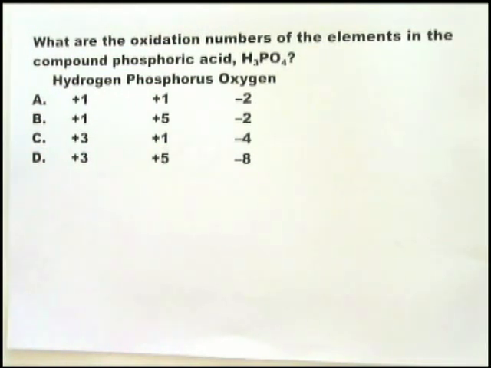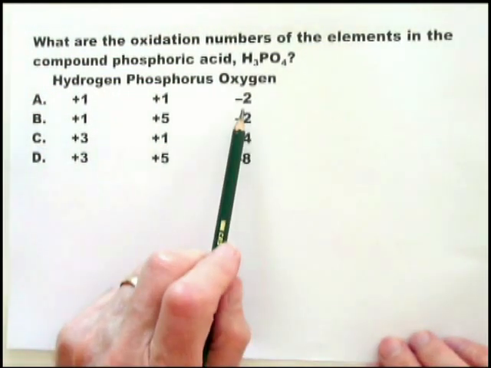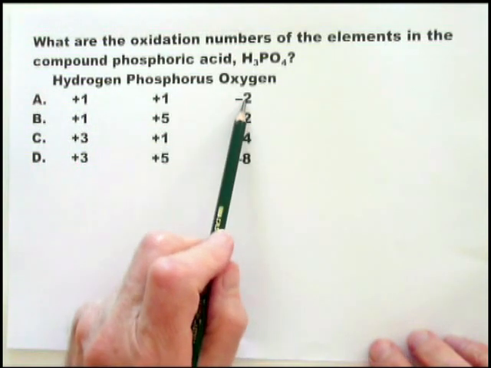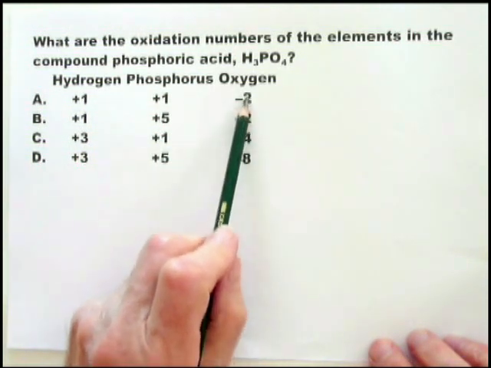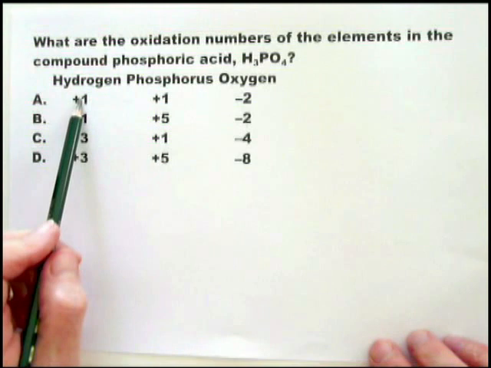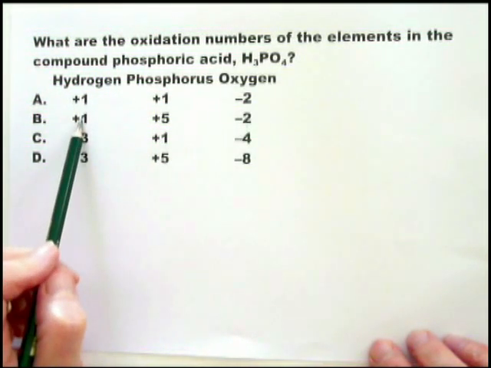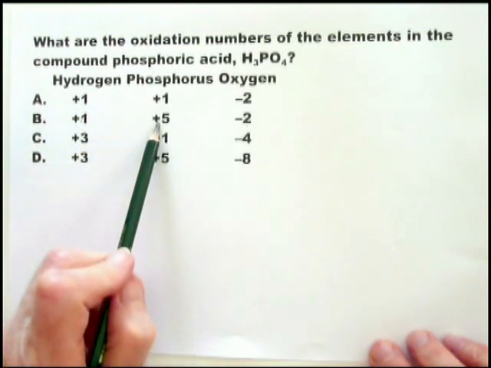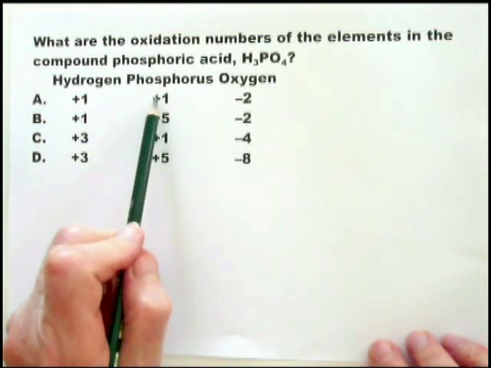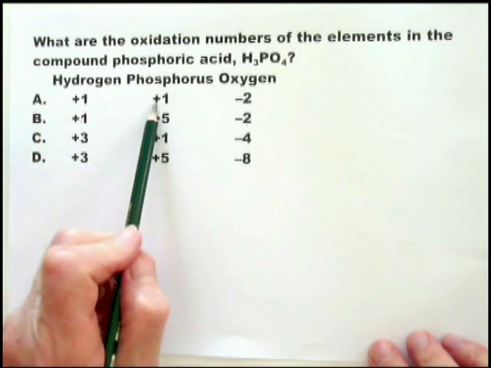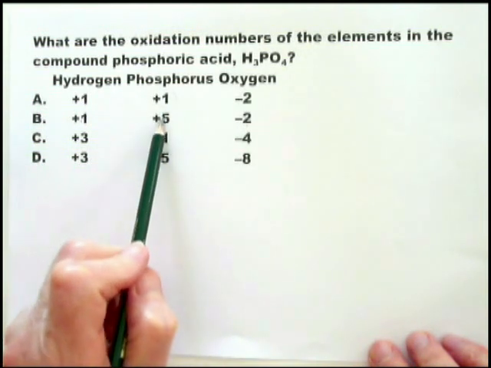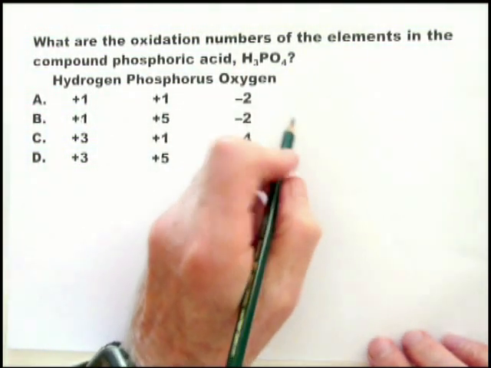Okay, we've now done oxygen. So we know oxygen in most cases has an oxidation number of minus 2, so it's one of those 2. We also know that hydrogen does have an oxidation number of plus 1. That is also always true, so it's one of these 2. You can think it's unlikely that phosphorus has an oxidation number of 1, so it's probably this, but let's prove it.